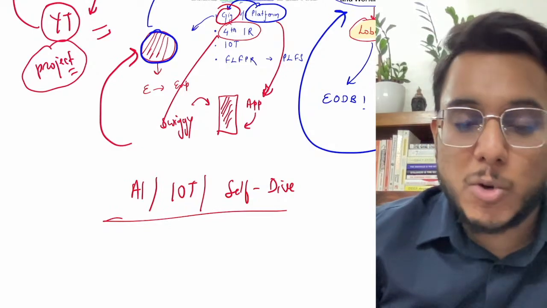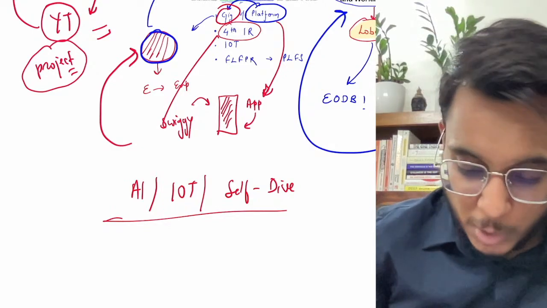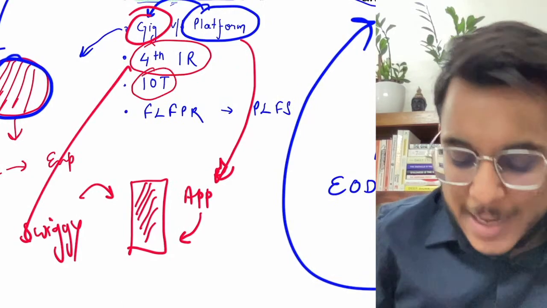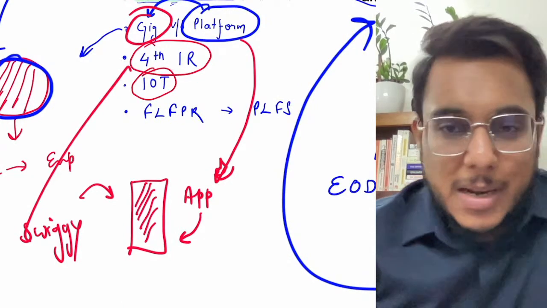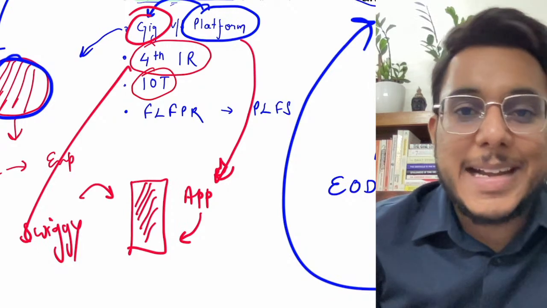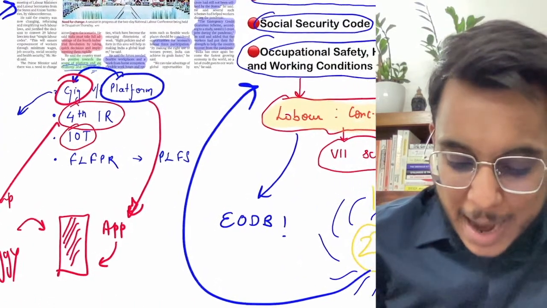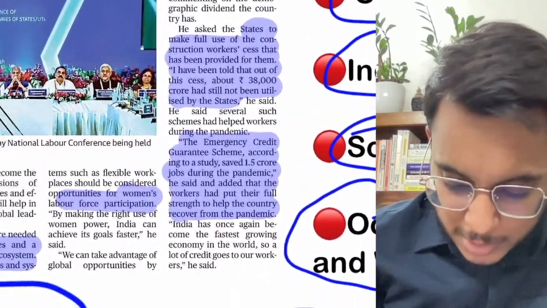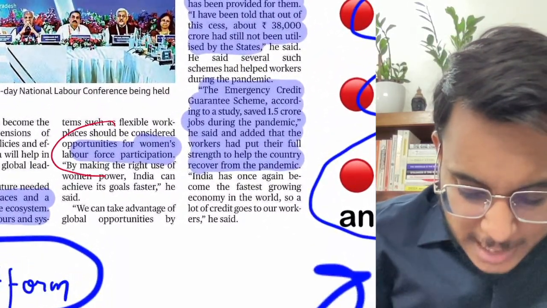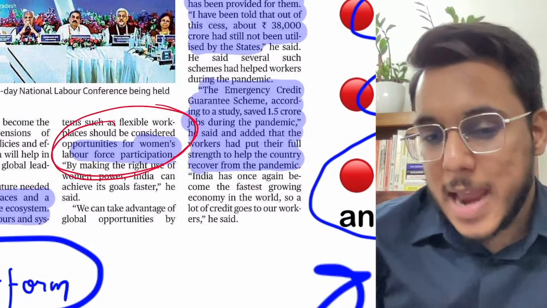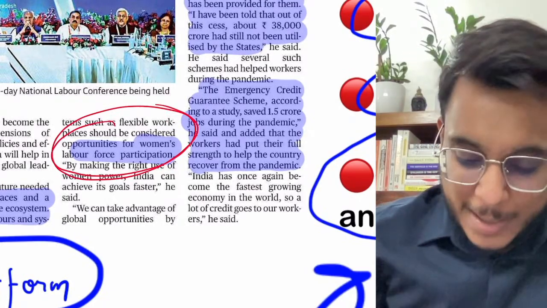So in the fourth industrial revolution, India can play an important role. Then Internet of Things. Guys, what is Internet of Things? I have given you an example yesterday also. Internet of Things is the integration of the internet with daily objects. And then the Prime Minister also said that the women's labor force participation needs to be emphasized. Female labor force participation.